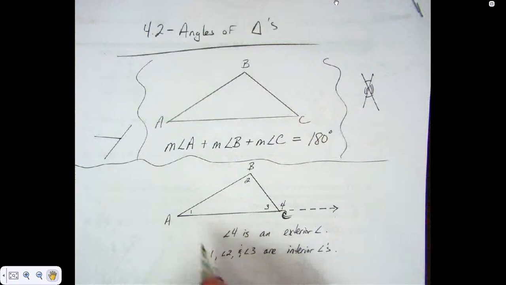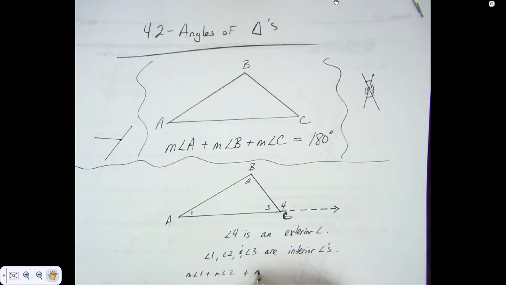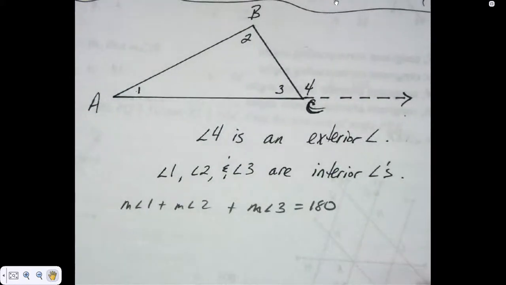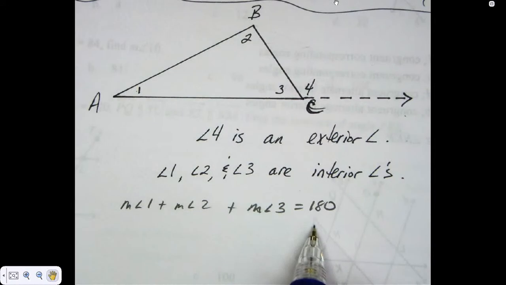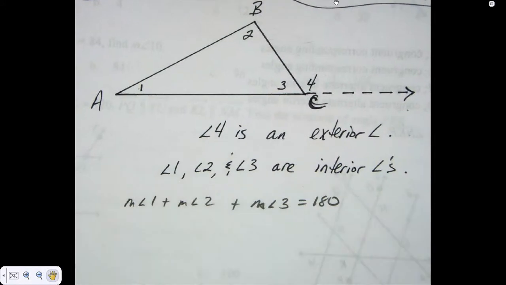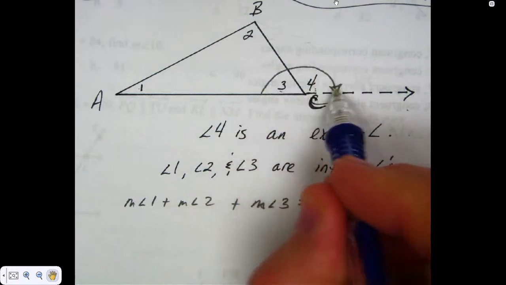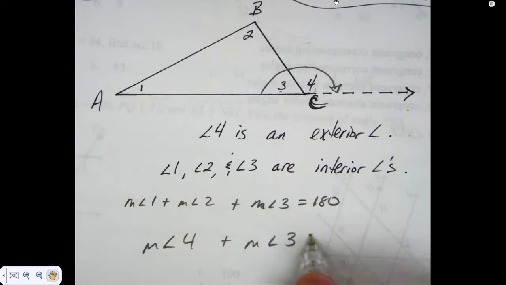Now, here's the deal. The measure of angle 1 plus the measure of angle 2 plus the measure of angle 3 is equal to 180, right? We just learned that. Everybody look at this. Stop, put your pencils down. The three angles inside a triangle will always add to what? Well, what do we know 3 and 4 make together? Don't they make 180? So the measure of angle 4 plus the measure of angle 3 equals what?